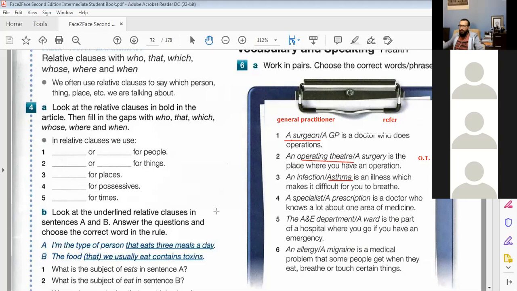And Sana, what about number 4? What do you think? Specialist is a doctor who knows a lot about one area of medicine. Right. I think you're right. Yes, that's correct. So a specialist is a doctor who knows a lot about one area, not everything, but one thing. Correct.